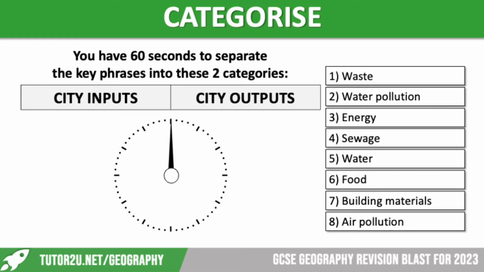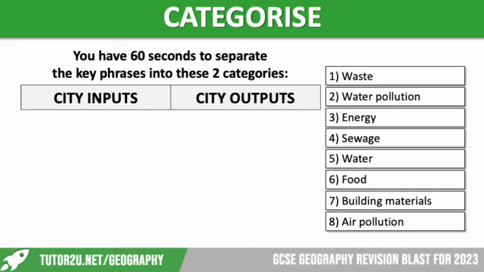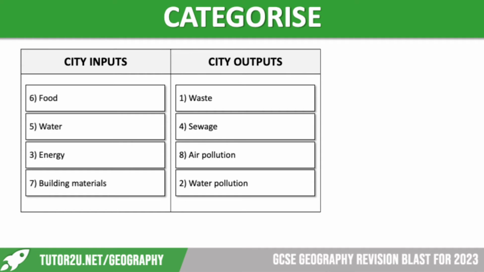Okay, well done. Let's have a look and see if you've got those correct. So in terms of inputs, the city we have food, water, energy and building materials. And when we're thinking about sustainable urban environments, we want those to be as sustainable as possible. So we are trying to reduce water wastage, for example. We're trying to make sure that our energy supply is as sustainable as it possibly can be. So perhaps building on renewable energies. We want our building materials to be sustainable. So for example, we might try and use recycled wood.